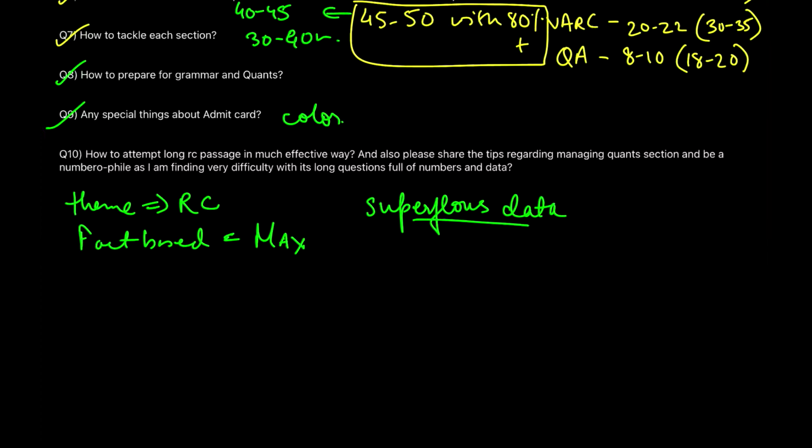We give you superfluous data, something completely unrelated to the real question being asked, which increases the length of the question and at the same time leaves the candidate with a decision to take, whether to use this data or not. So focus on the final requirement in the question and then solve it. Pick up only those numbers which you find are related to the question being asked.